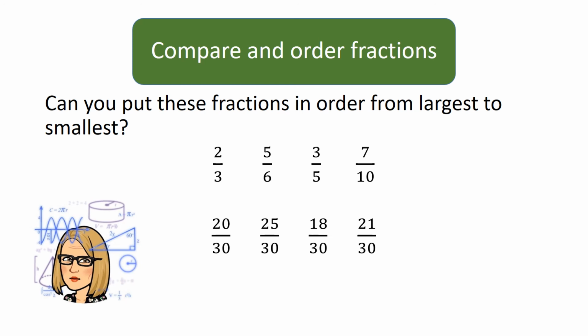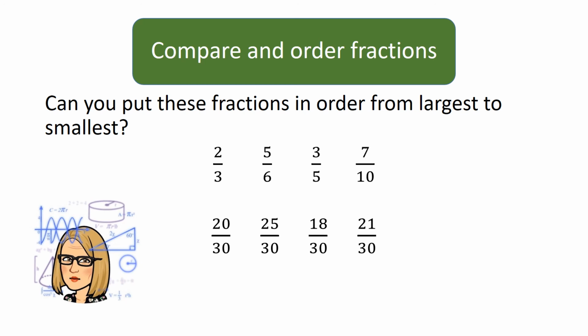Now let's look at 3/5. I multiply 5 by 6 to turn it into 30, which means I've also got to multiply my numerator, this 3, by 6 as well, and that becomes 18. And finally, 7/10. I multiply 10 by 3 to get it to 30, so now I've also got to multiply 7 by 3, and that becomes 21.